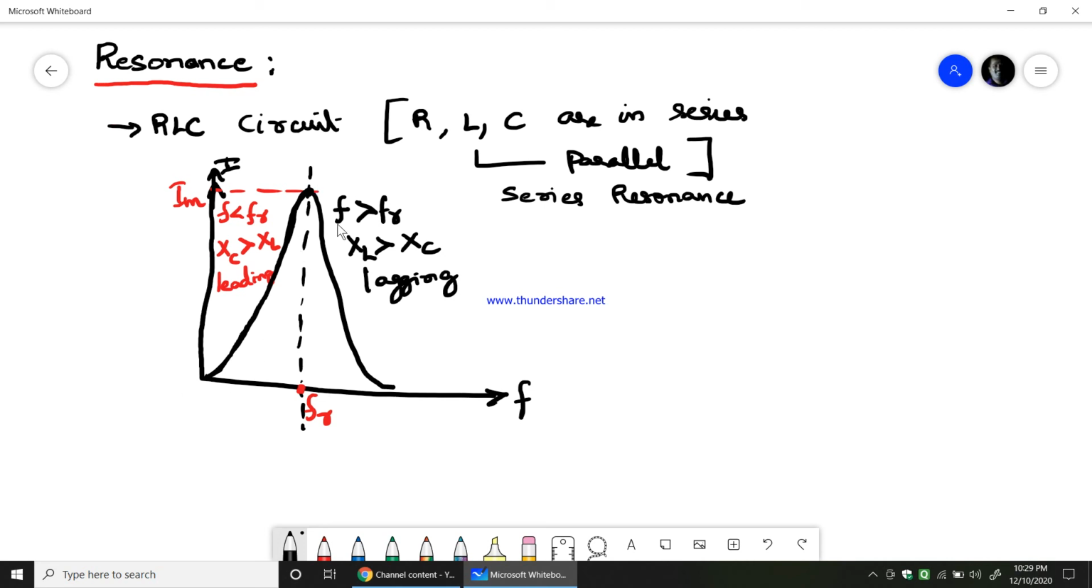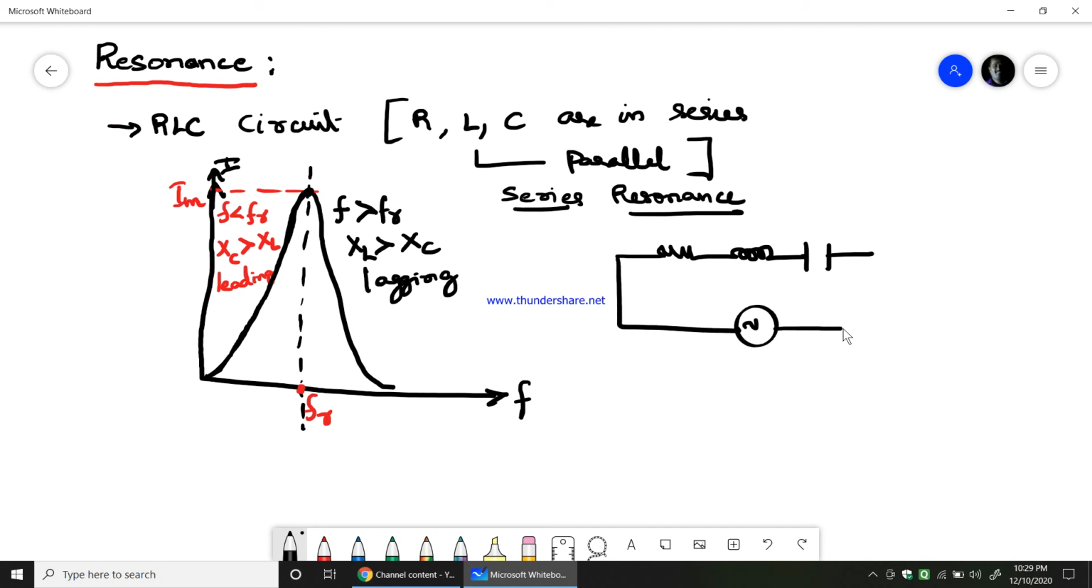So this would be the curve that we get for a series resonance circuit. When R, L, and C are connected in series, with a voltage E applied, and I measure the current in the circuit, this is the curve we get. This curve is obtained due to the reactance of the capacitance and the reactance of the inductance.